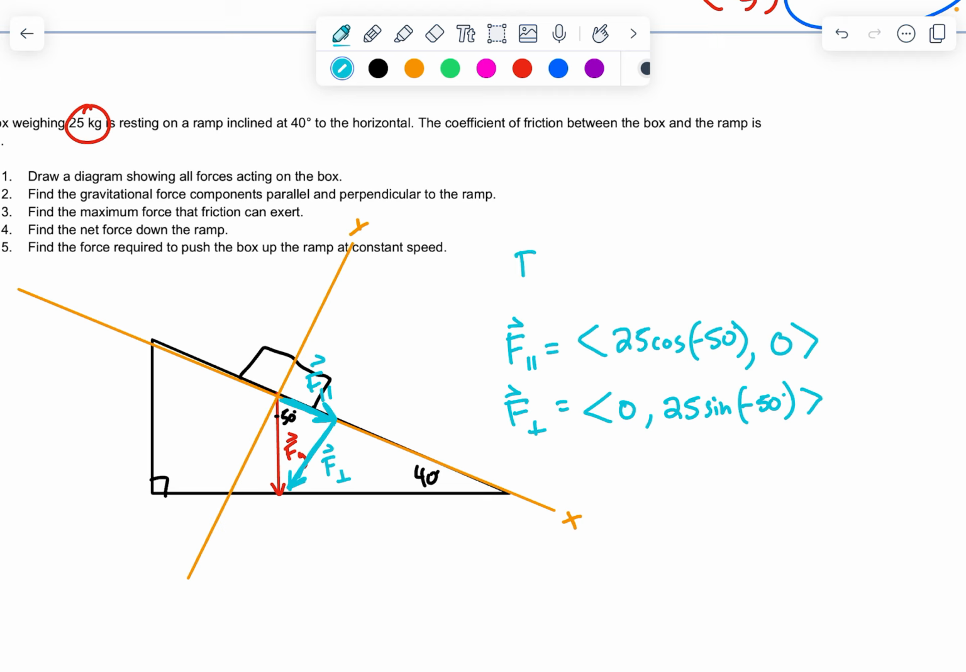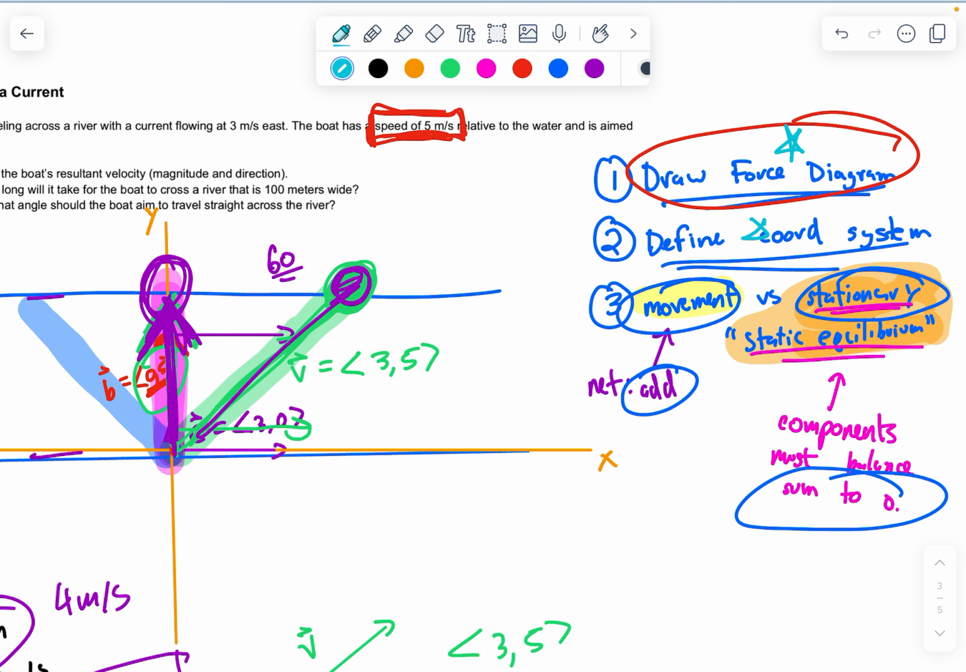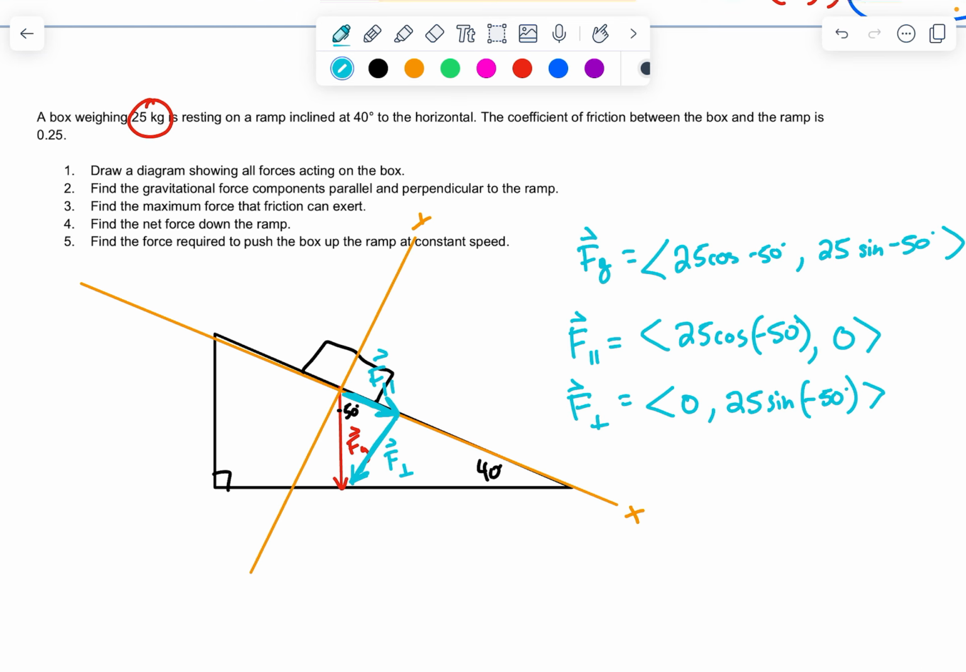And let's throw FG in there. Yeah, why not? Force of gravity is the combination of these two. It's the parallel and the perpendicular. It's this in our coordinate system, 25 sine. So it is the sum of those two forces. So what have we done? We've drawn a diagram, defined a coordinate system. We haven't really looked at movement versus stationary yet. We're still setting up our basics. But because we've done problems like this before, we know these are the vectors we're going to need.